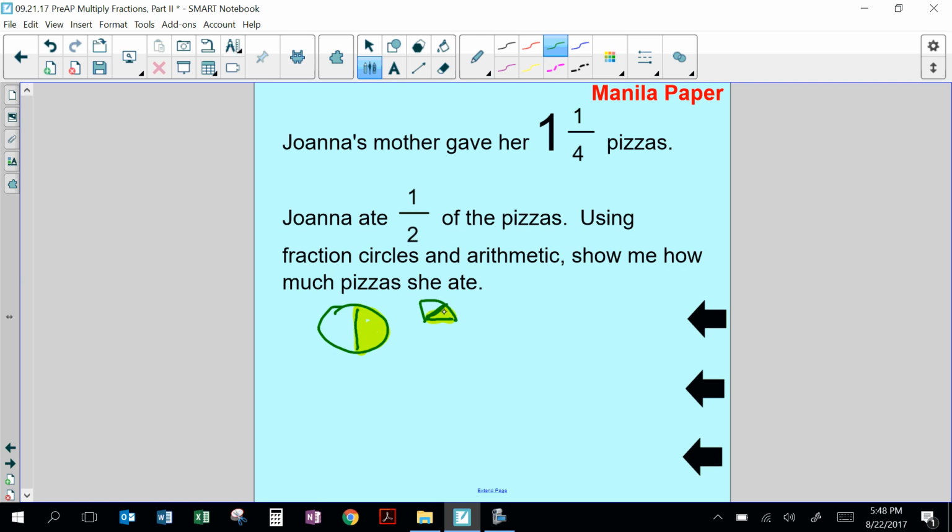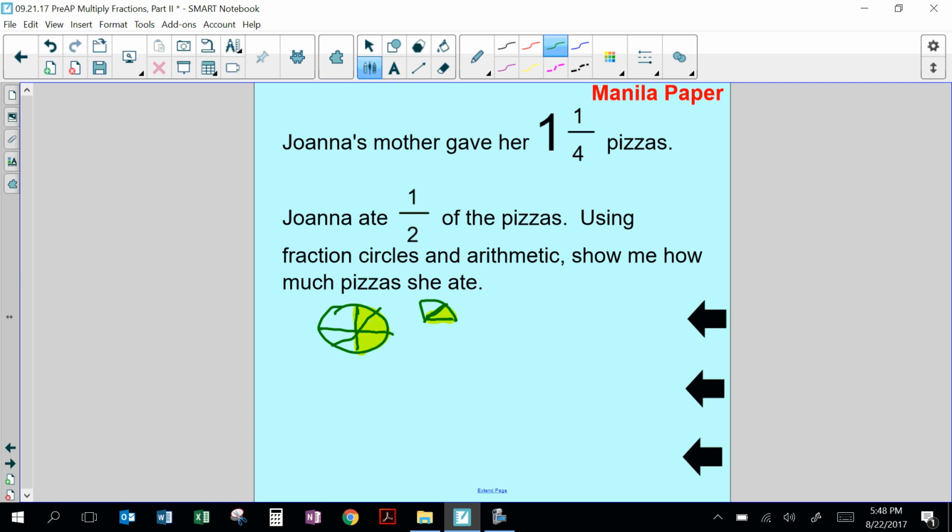Well, it seems like I broke this 1/4 in half. I found half of 1/4. Then I found half of this. Can I break this whole pizza into smaller parts that still represent one whole? Yes, so let's cut this into fourths, and let's cut this into eighths.